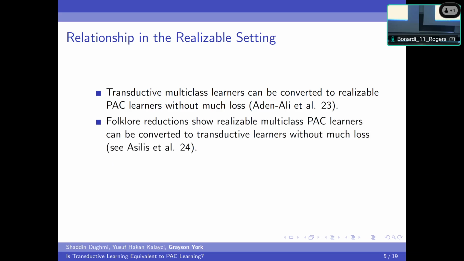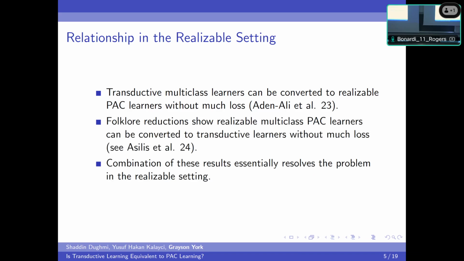And also, there are folklore results reducing in the other direction, where you can take a realizable PAC multi-class learner and convert it to a realizable transductive multi-class learner. For example, you could see a paper by Asilis et al. in 2024. So combining these two results, we can say in a strong sense that in the realizable setting, PAC learning and transductive learning are really equivalent.